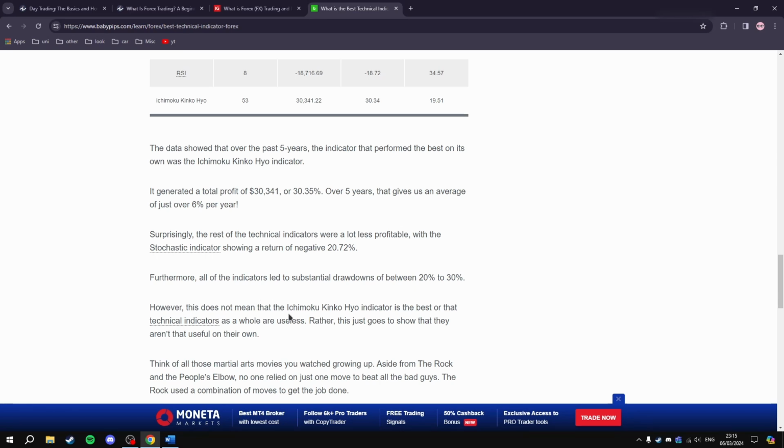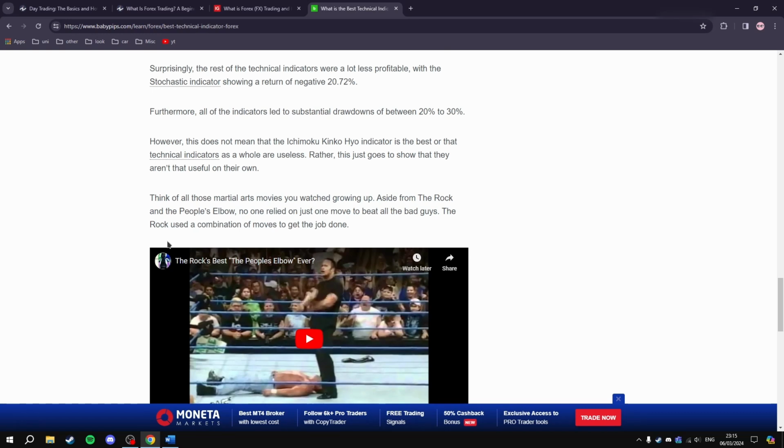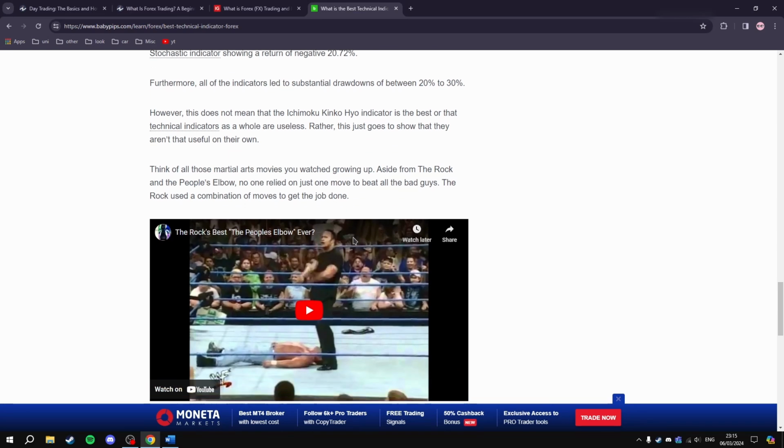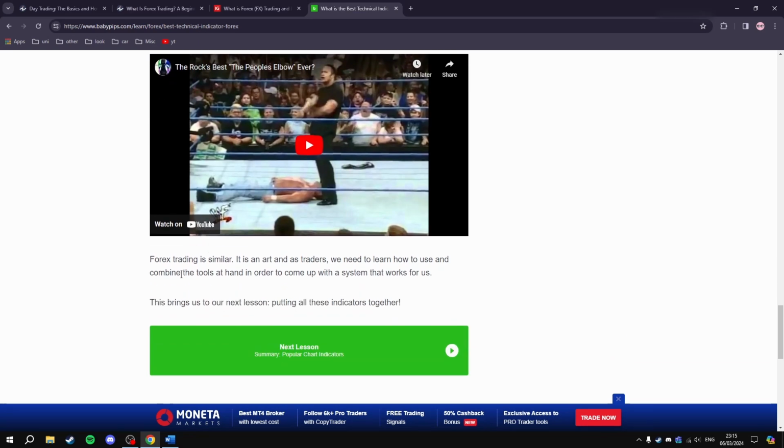However, this does not mean that the Ichimoku Kinko Hyo indicator is the best, or that technical indicators as a whole are useless. Rather, this just goes to show that they aren't that useful on their own. True. Think of all those martial arts movies you watched growing up. Aside from The Rock and The People's Elbow, no one relied on just one move to beat all the bad guys. The Rock used a combination of moves to get the job done. Forex trading is similar. It's an art, and as traders we need to learn how to use and combine the tools at hand in order to come up with a system that works for us. This brings us to our next lesson, putting all these indicators together.